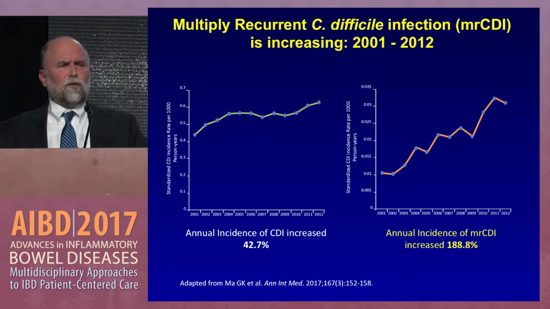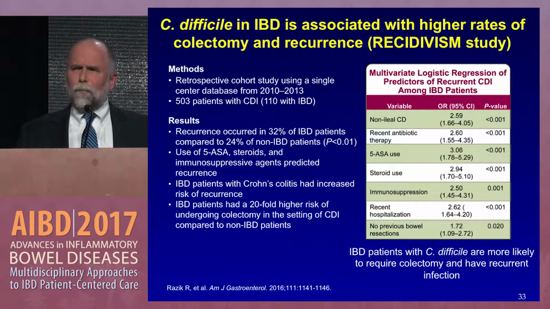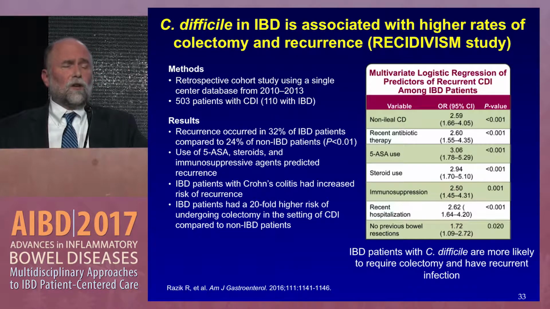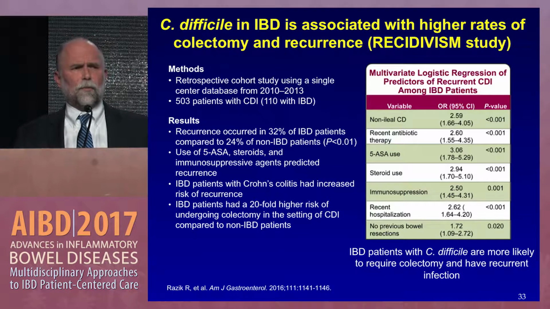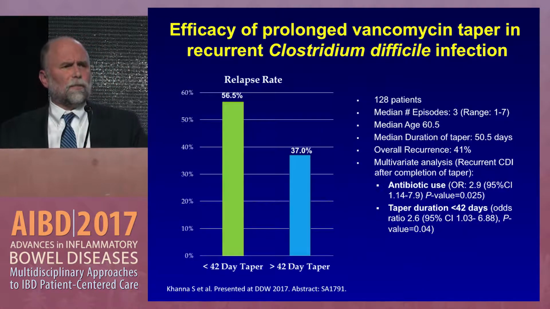So recurrent C. difficile infections have essentially doubled in the past decade. This is perhaps our best data when it comes to recurrent C. difficile infection. It's coming from our colleagues at the University of Toronto, who looked at their experience over a 3-year time period with 500 patients with C. diff, 20% of whom had IBD. And they found that their general population, about 1/4, as was expected, would get recurrent C. diff, and it was 32% of their IBD patient population with much worse outcomes, much higher rates of colectomy. It was approximately a 20-fold higher risk of colectomy.